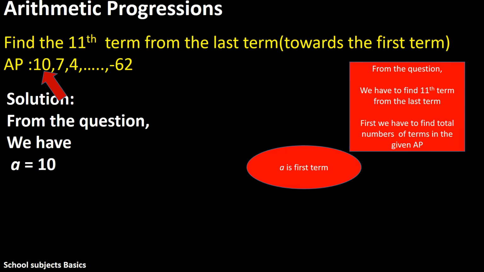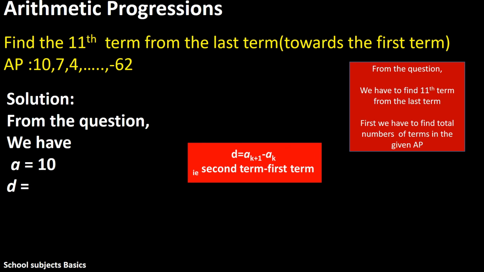We know that D is equal to a(k+1) minus a(k). In a simple way, that is the second term minus the first term. Here the second term is 7 and the first term is 10, so D is equal to 7 minus 10. The answer is minus 3. So the value of D is minus 3, which we have got from the given AP.